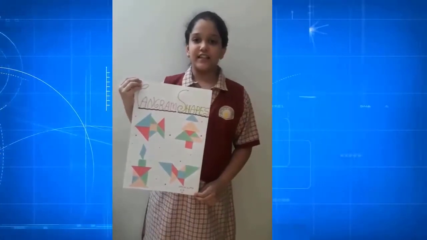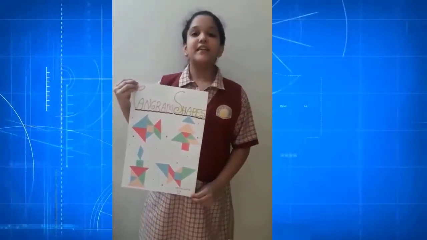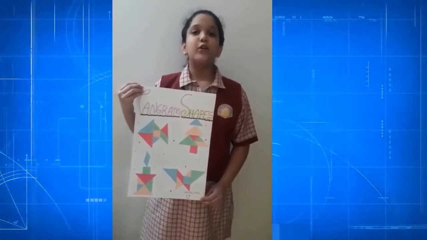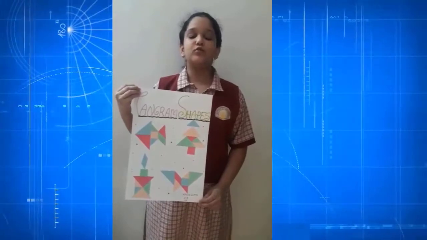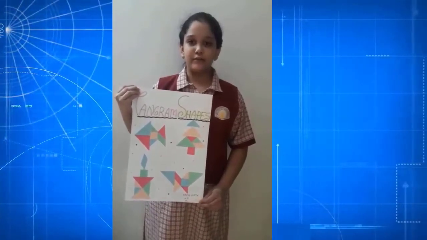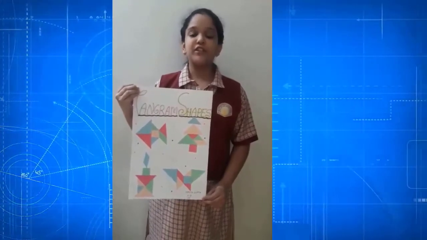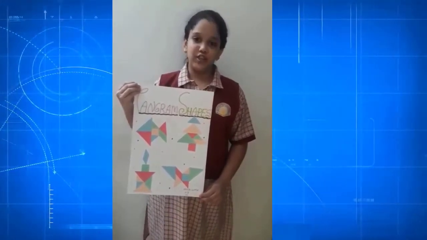The Chinese dissection puzzle consists of 7 flat polygons, namely 2 big triangles, 2 small triangles, 1 medium triangle, 1 parallelogram and 1 square, which are used to form various shapes.